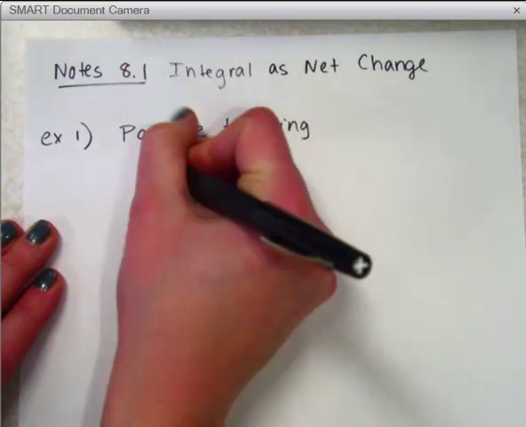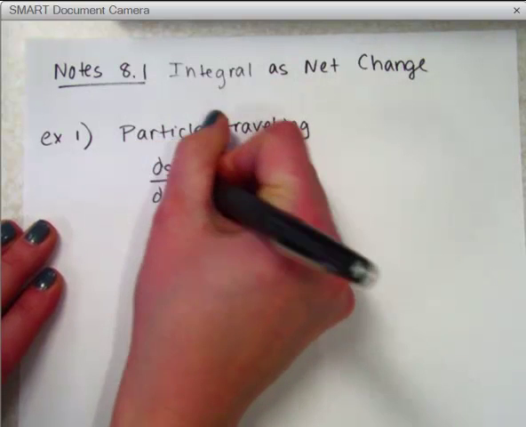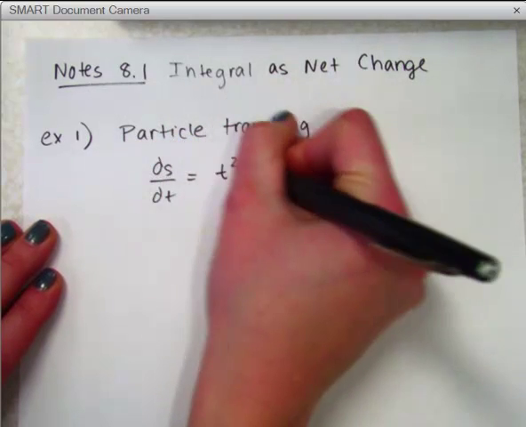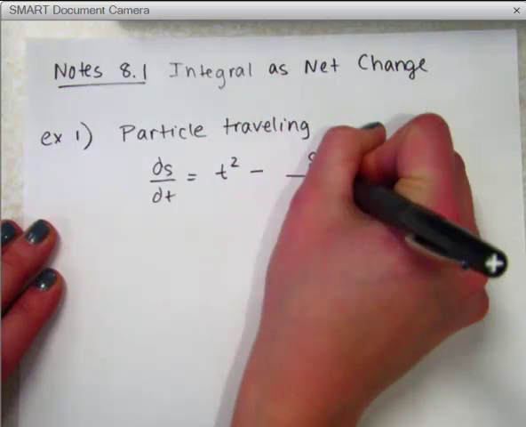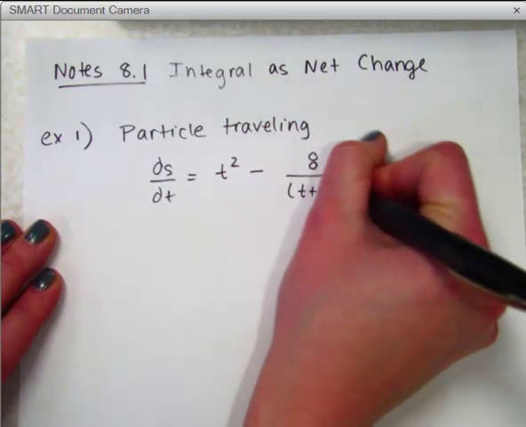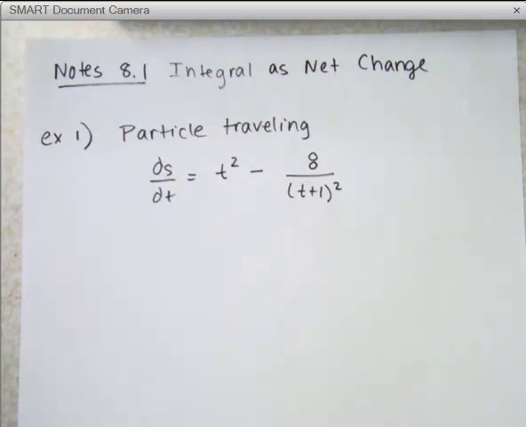And all we knew about the particle was its velocity, ds/dt, was equal to t squared minus 8 over the quantity t plus 1 squared. For this example, you do need to have your calculator out, so go dig that out of your backpack. Not a backpack, because you don't have those, right? Okay.